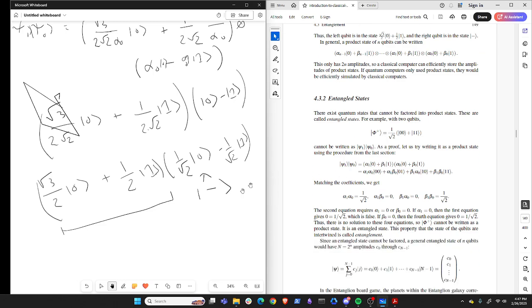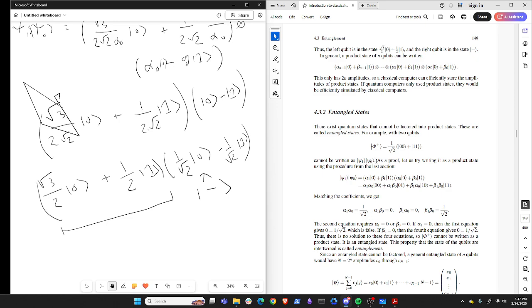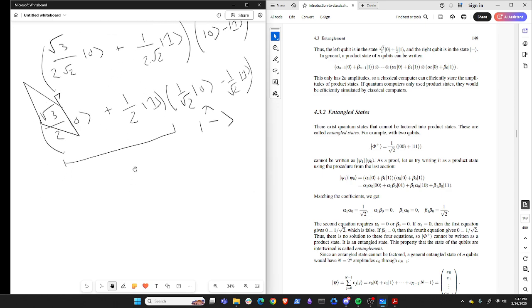So some states cannot be factored into product states. If we look at the example that they give here, this is obviously a Bell state. We know this is going to be entangled just by looking at it, but we can actually try to factor this out following what they've done here so we can see for sure.